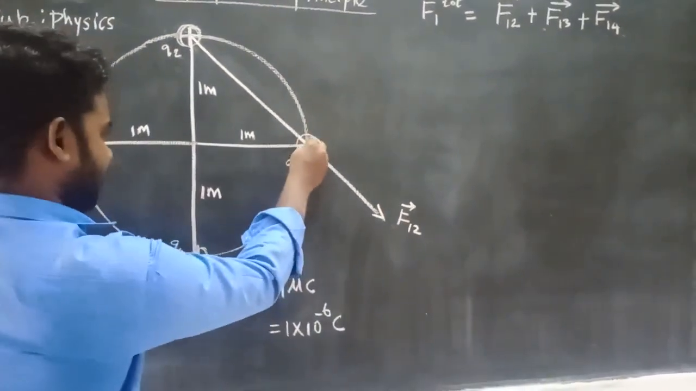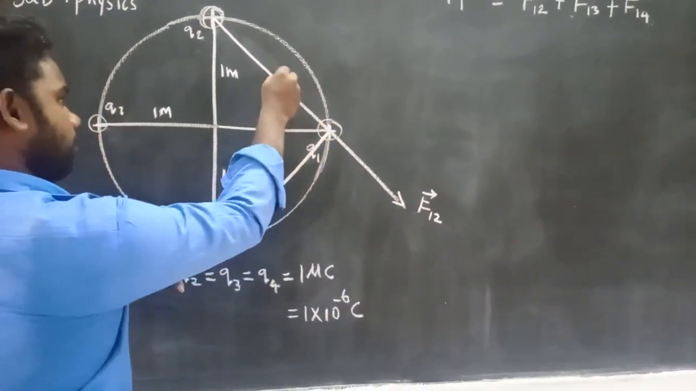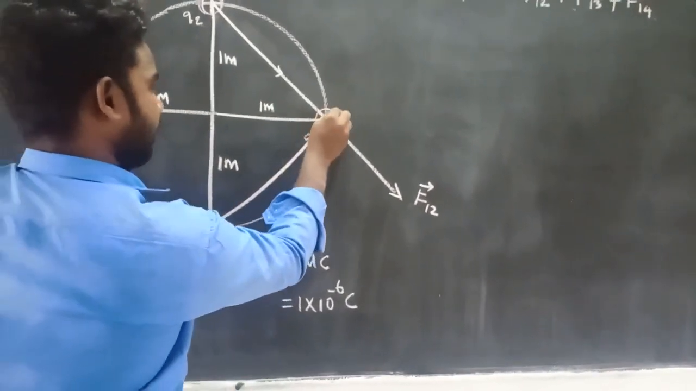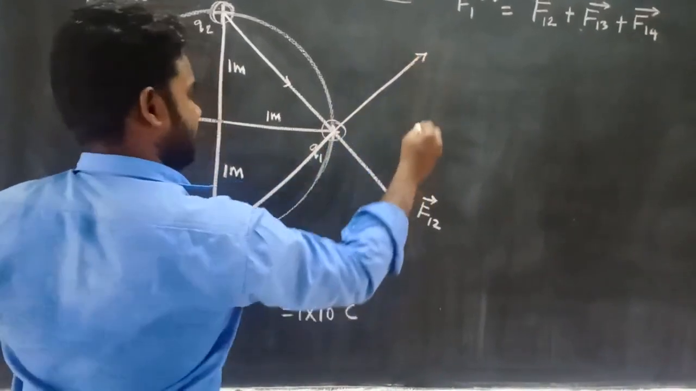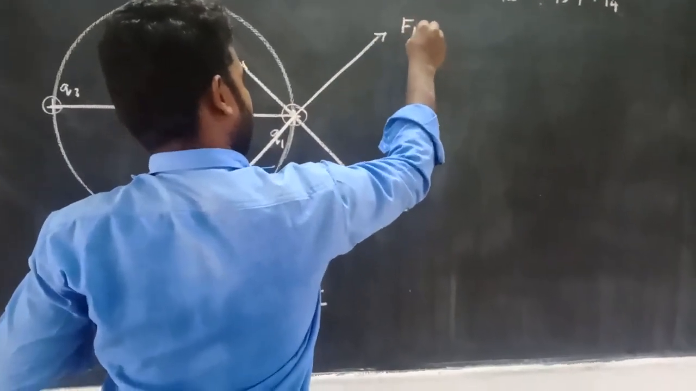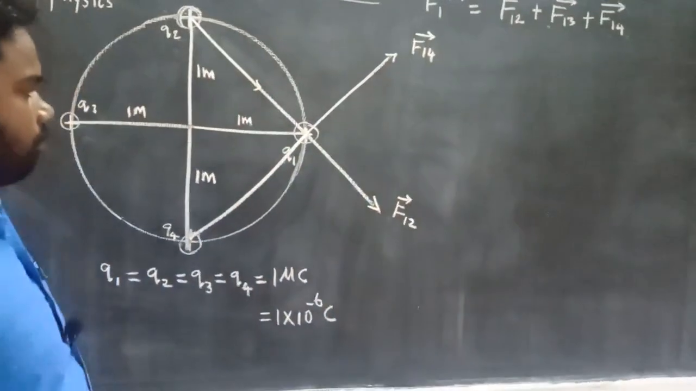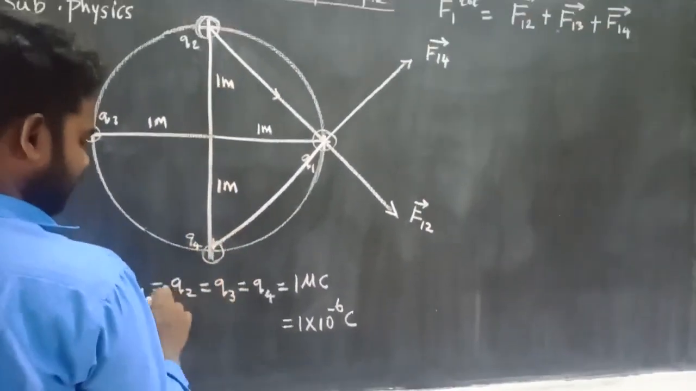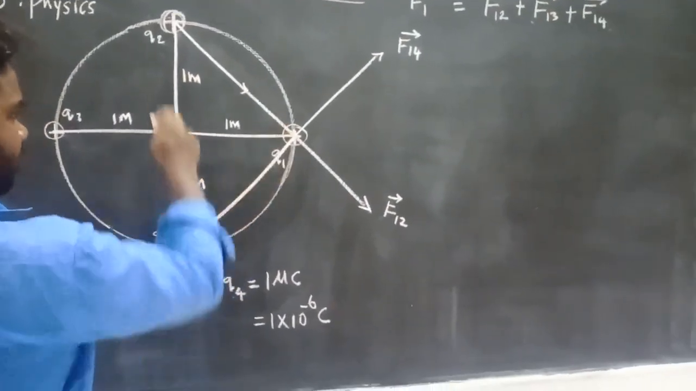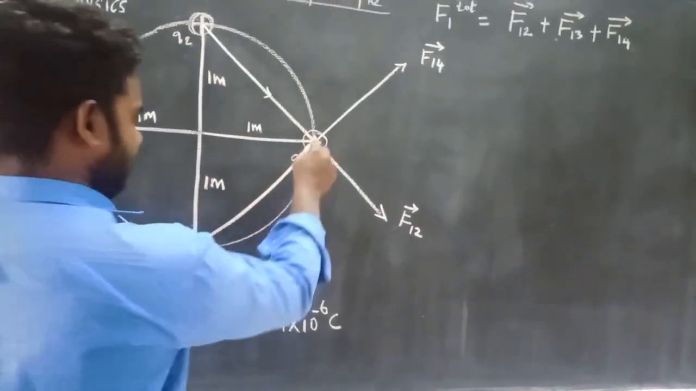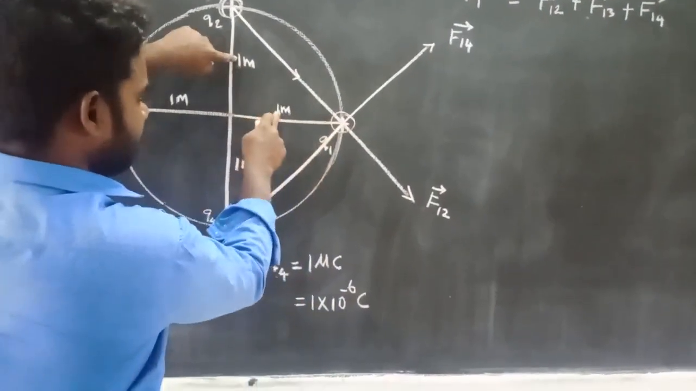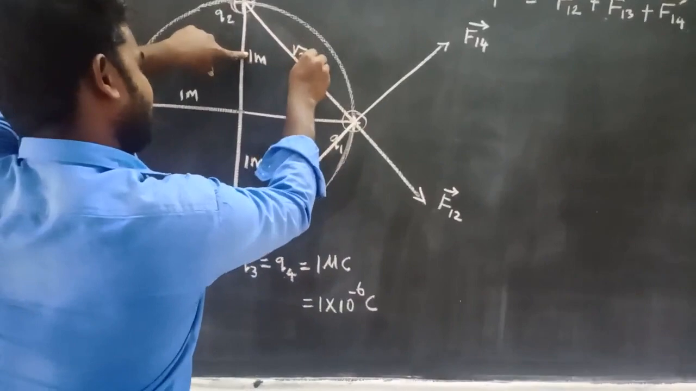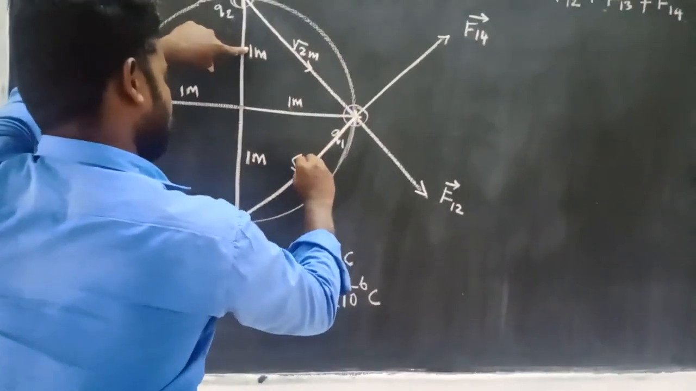And another charge is here. The charge Q4 is here. It gives the force on Q1 in this direction. This is force F14 vector. Here Q2 and Q4 have the same value and the same distance. How can you find out the distance between the charges? Here 1 meter, here also 1 meter. So this distance will be, according to Pythagoras theorem, root 2 meters. Then here also root 2 meters.